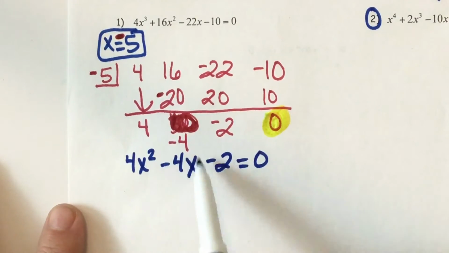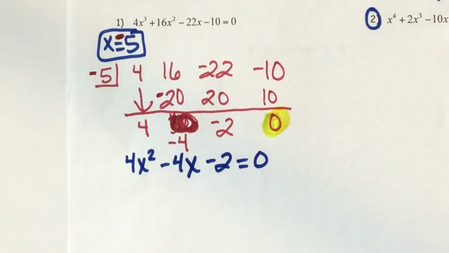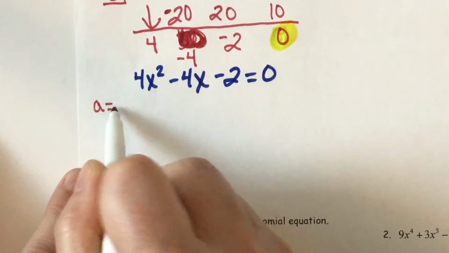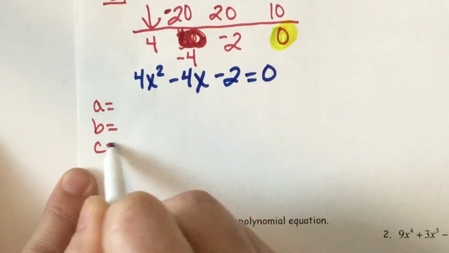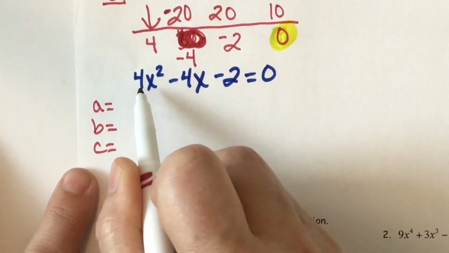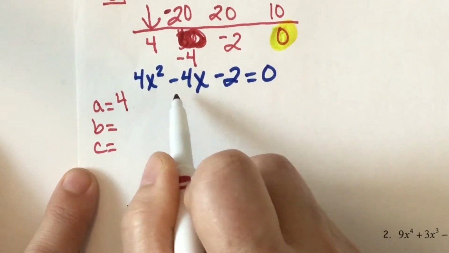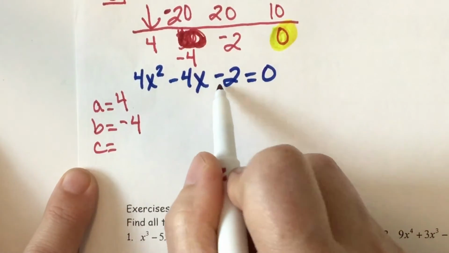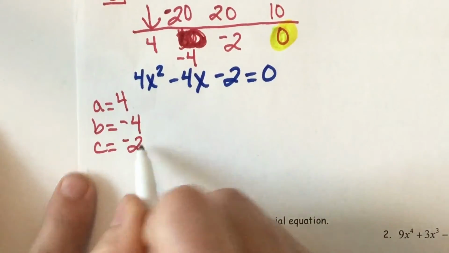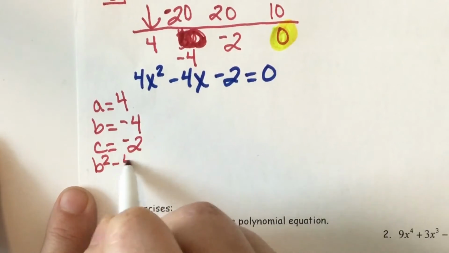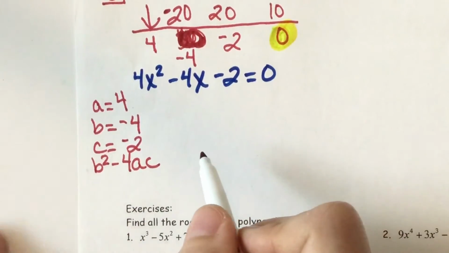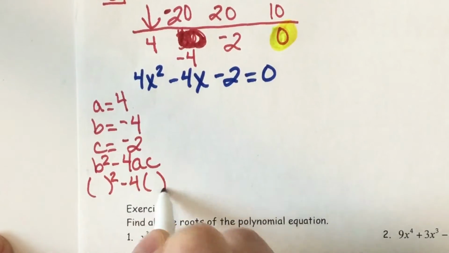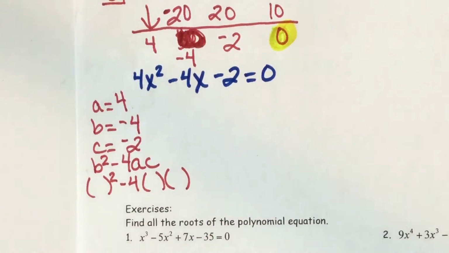All right, because it's got an x in it, I'm going to use quadratic formula. I know this is not your favorite, but I do think some of you need to practice with it. So a is in front of the x squared, so a is 4. B is in front of the x, so b is negative 4. C is the constant, so c is negative 2. And then I need to calculate my b squared minus 4ac. All right, so slap parentheses where the b is, slap parentheses where the a is, slap parentheses where the c is.